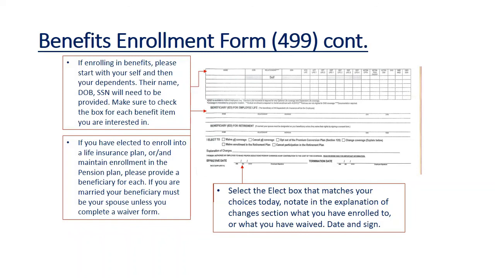If you have elected to enroll into a life insurance plan and/or maintain enrollment in the pension plan, please provide a beneficiary for each. If you are married, your beneficiary must be your spouse unless you complete a waiver form. After completing your enrollments, select the elect box that matches your choices today. Notate the explanation of changes in the section below, and notate what you have enrolled into or what you have decided to waive. At the bottom of the form, please date and sign.